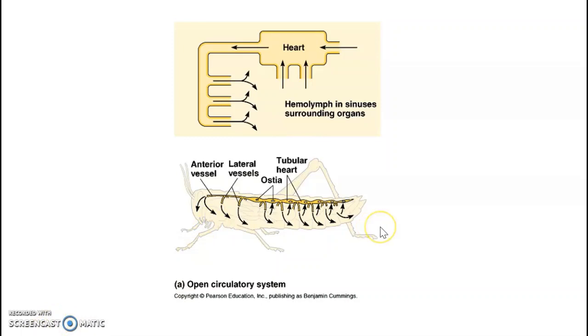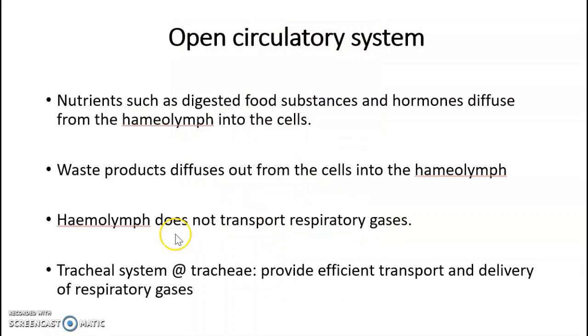The tracheal system of insects do not have blood. To compensate blood, the tracheal respiratory system in insects is having a fluid called hemolymph. However, hemolymph does not transport respiratory gases such as oxygen and carbon dioxide. The primary function of hemolymph is to carry digested food substances and hormones into the cell as well as waste product out from the cell.